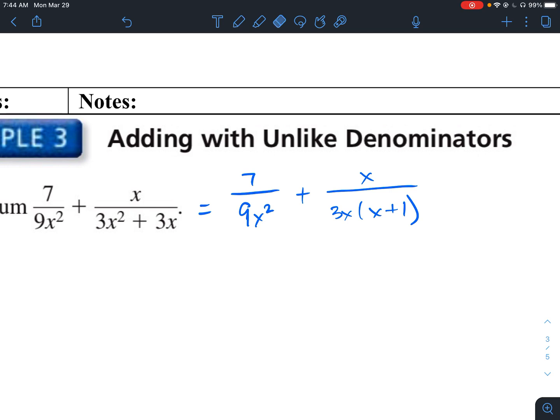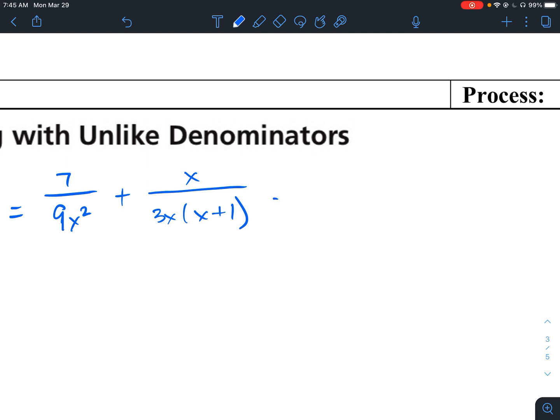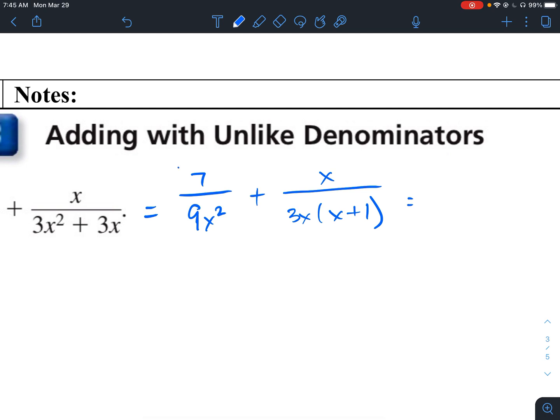So look at what's missing from both sides. Over here, I don't have an x plus 1. Over here, I need an additional factor of 3 and an additional factor of x because I need to get 9x squared over here. And again, I need to get x plus 1 on the left side. So on the left side, I'm only going to multiply by x plus 1. So I'm going to multiply the numerator and the denominator by x plus 1.